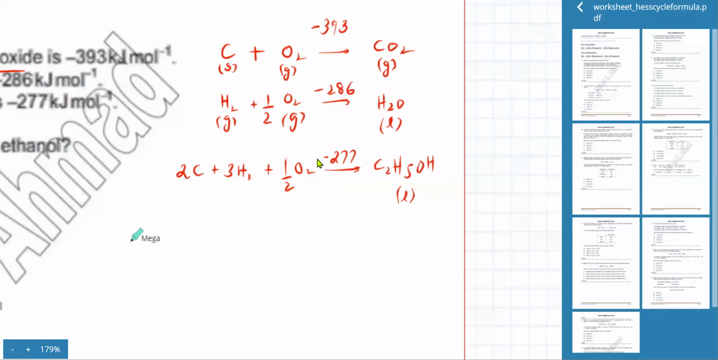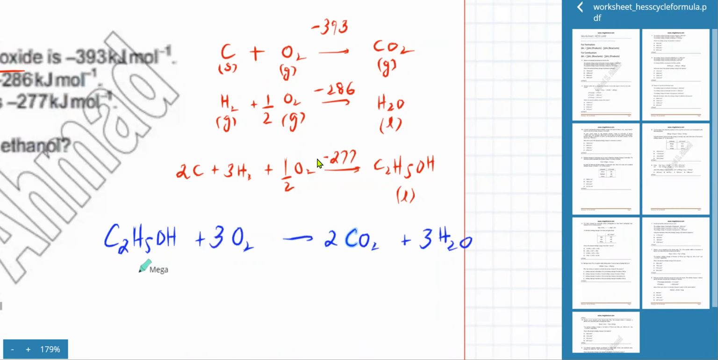So what reaction is he talking about where ethanol is burning? It's going to be C2H5OH. It's going to burn with oxygen, combustion of ethanol, and it's going to produce carbon dioxide and water molecules. And since it's ethanol, there would be 3 water molecules and 2 carbon dioxide molecules, and there are going to be 3 oxygen molecules. This is liquid, this is gas as well, and this is liquid. So we are trying to find out the enthalpy change of this thing.